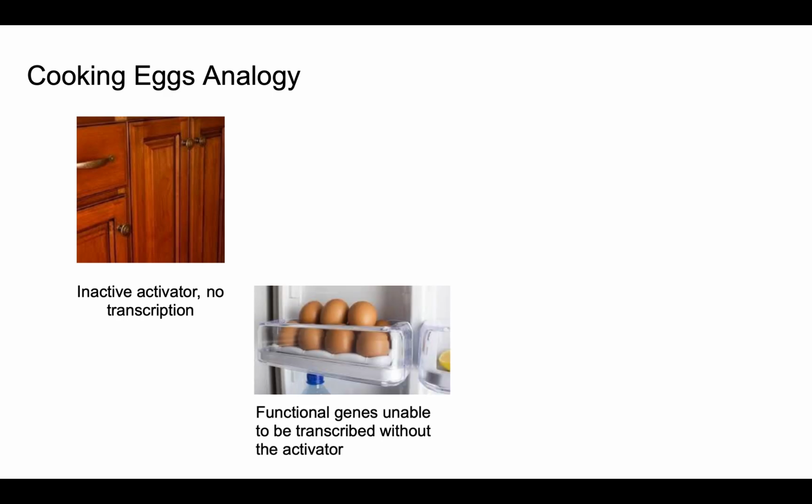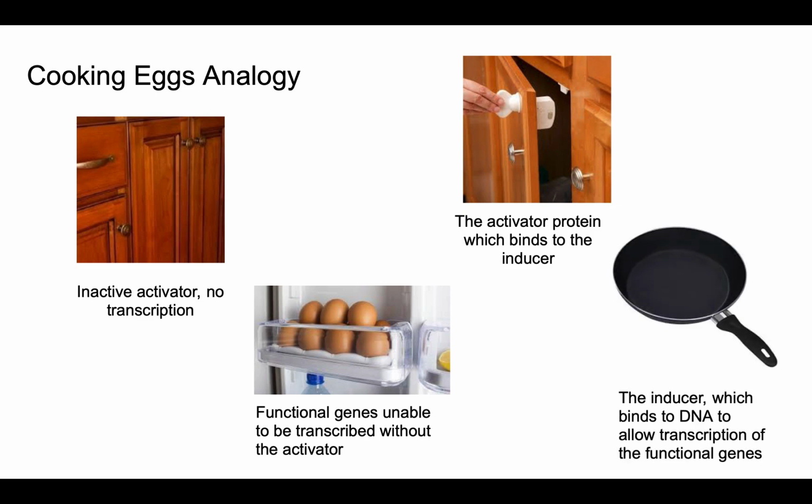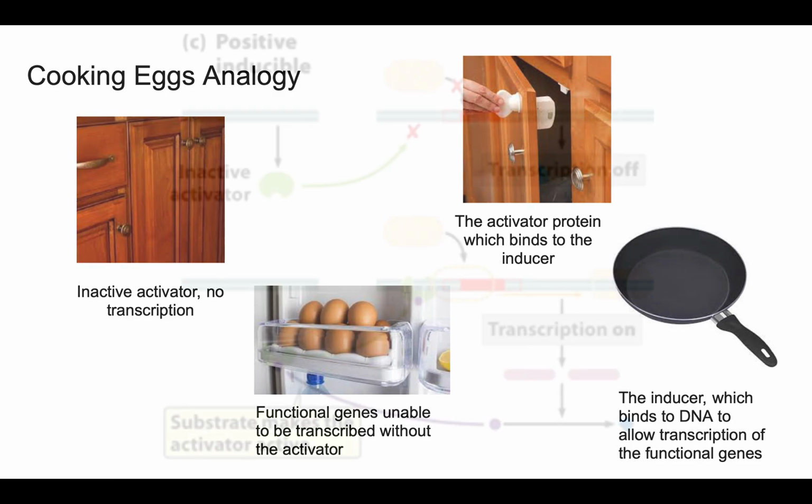The eggs act as the functional genes which are unable to be transcribed without the activator. The key to the cabinet acts as the effector molecule that binds to the inducer, and the pan represents the inducer which binds to the DNA and allows for transcription of the functional genes.